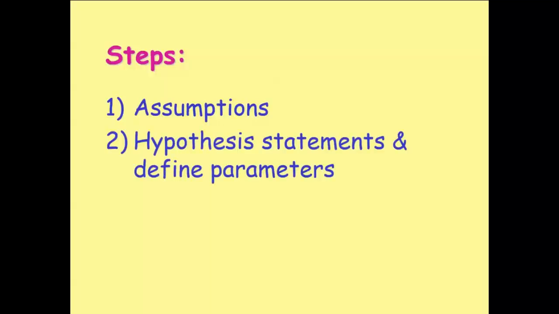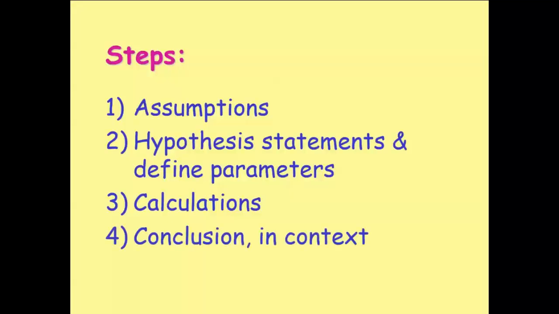Then we're going to define our hypothesis statement and the parameters of that hypothesis statement, meaning what are we trying to gather evidence for, and then what do all these variables physically represent in the problem. Then there's going to be some sort of calculation where we're actually going to work out some math and get a probability, a p-value. And then finally we're going to make a conclusion based on what the p-value actually told us.